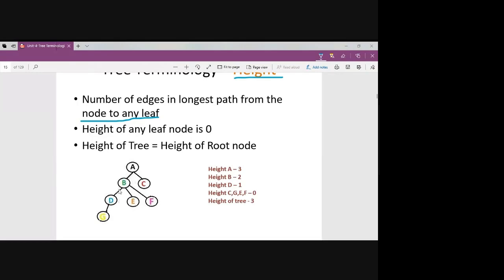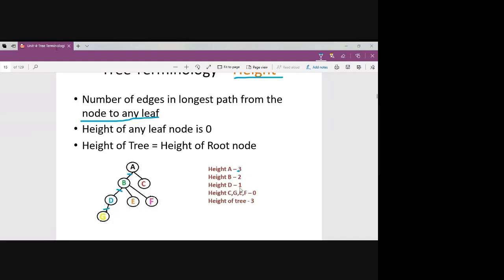So for A, from A to leaf there are 3 edges, right? A to B is one edge, B to D is one edge, D to G is one edge. So there are 3 edges, so the height of A is 3. When I take B to leaf, there are 2 edges, so the height of B is 2. When I take D to leaf, there is only one edge.